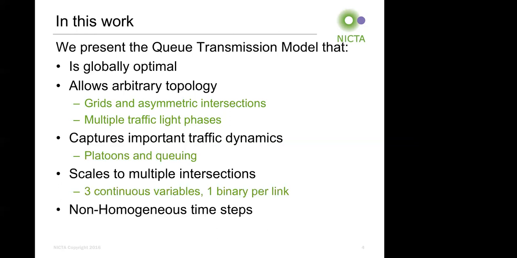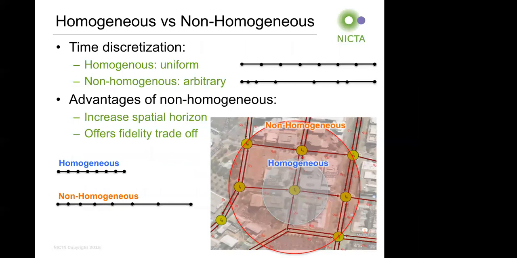And perhaps most crucially of all, it's a non-homogeneous model. So we can have arbitrary sized time steps, and we'll just look at in a little more detail about what that actually means. In terms of the time discretization, we can either have a homogeneous time discretization where the discretization is evenly spaced. Each time sample is the same distance apart, or we can have a non-homogeneous, so we can have some uneven spacing between time samples.